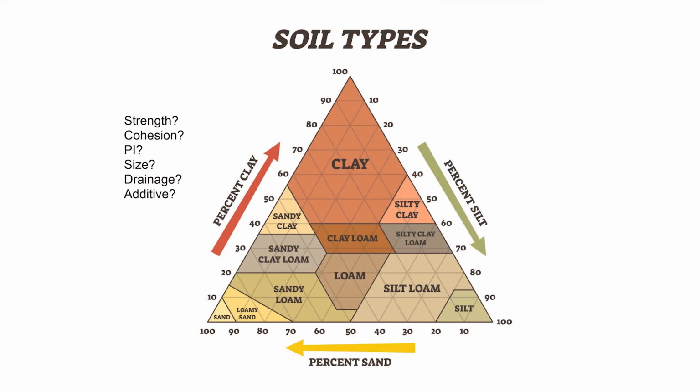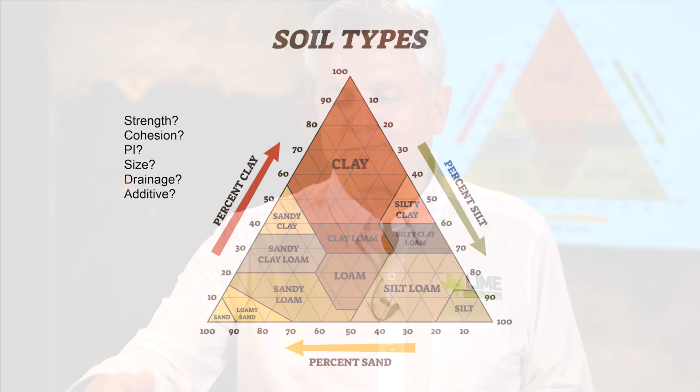So the size is, again, silt is very, very small, but it's still quite a bit larger than clay. Drainage characteristics, you normally don't think of drainage characteristics with silt, because typically if you have silt, you need to get rid of it and bring in select fill and not build, particularly if you're closer to 100%.